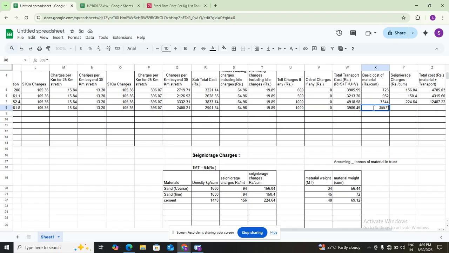What is the unit price of the steel? Unit. What is the density of steel? It is 7850. That is the unit density of steel, 7850 kg per cubic meter. I need to convert it into metric ton per cubic meter. Okay, that is 7.85 to be entered.